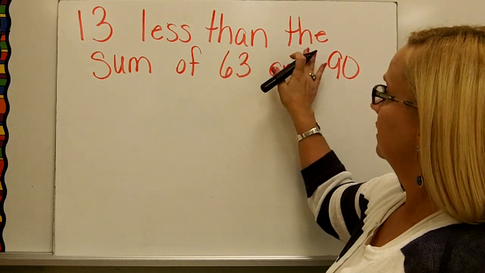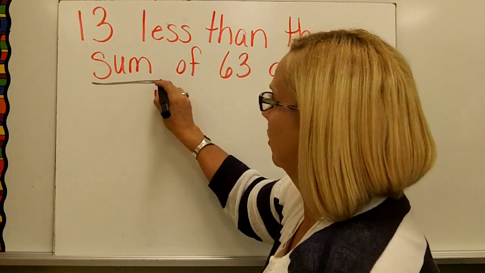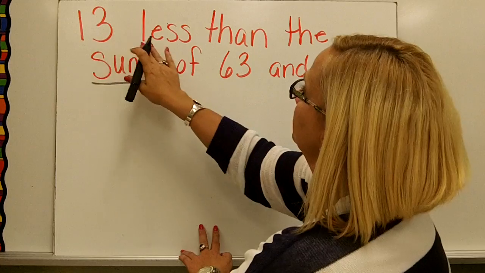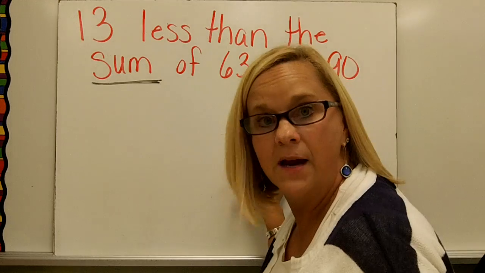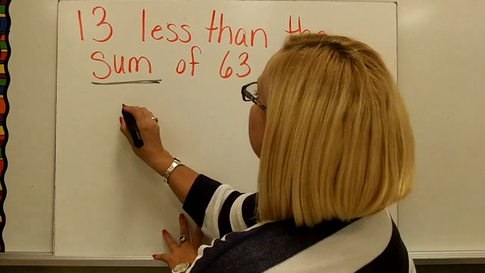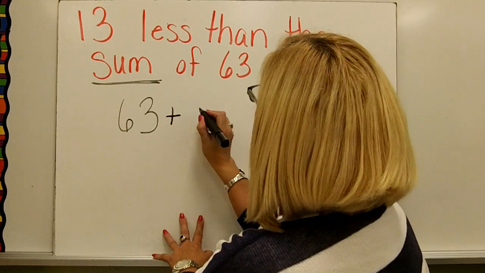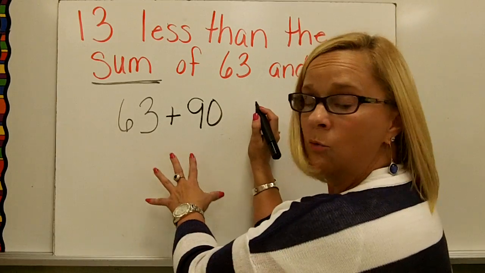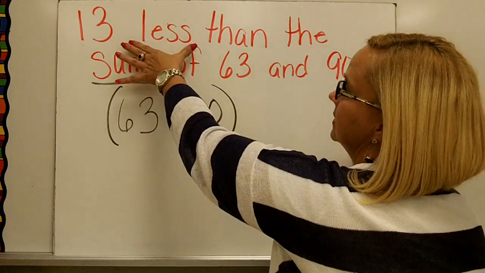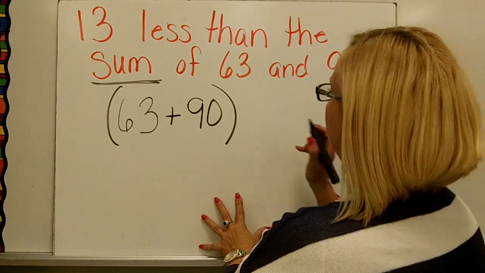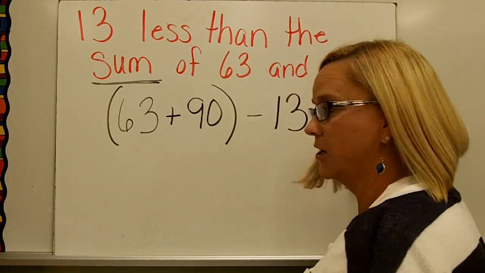13 less than the sum of 63 and 90. This is my key word right here on part of it. Now, I'm going to go 13 less than this, than the sum of two numbers. So I need to find the sum of those two numbers first. 63, and the sum means I am adding. This is what I want to do first, parentheses, and then I need to take 13 less than this sum. All right? And that's my numerical expression.